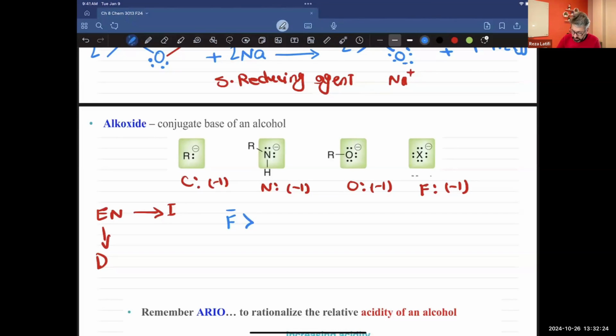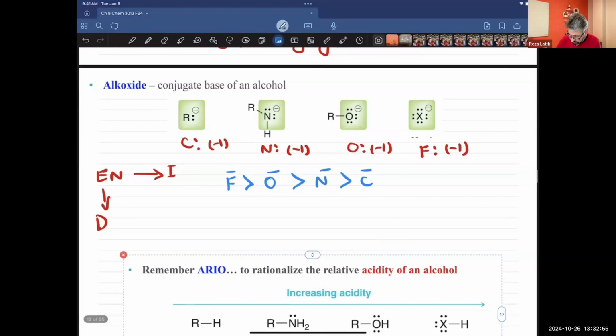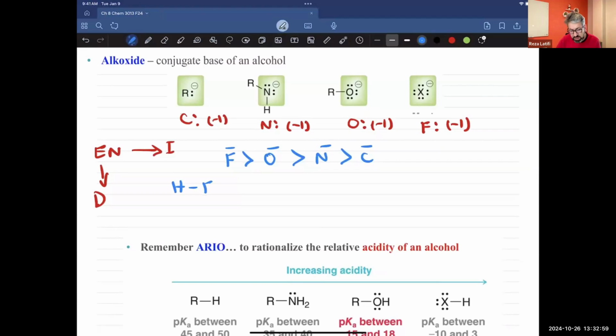F has also some unique character, because its size is so small that sometimes it builds too much repulsion. But let's not go into that one. So I'm going to say F is more capable of handling negative charge than oxygen, than nitrogen, than carbon. So if F is more capable of handling the negative charge, HF will be a stronger acid than, for example, H attached to oxygen or H attached to nitrogen. And that's true. This acid is stronger than water, and this one is stronger than ammonia, and stronger than methane.